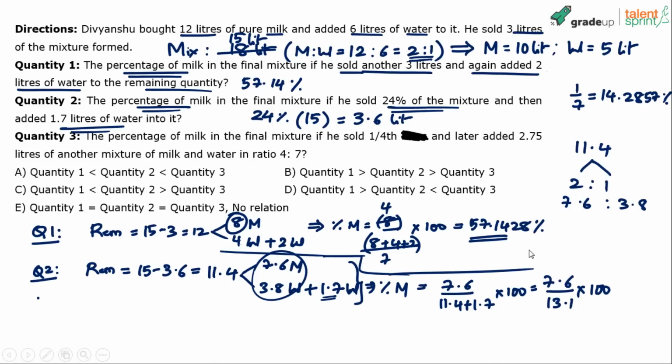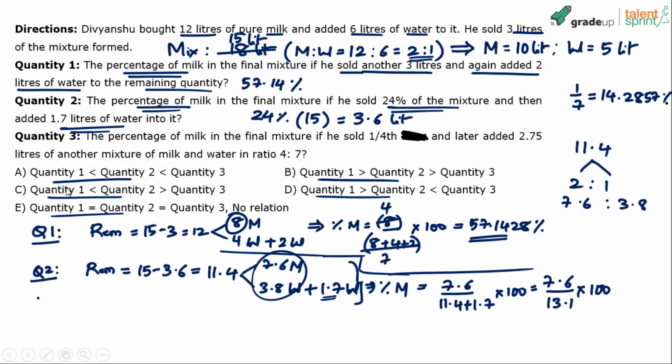You have to do this calculation to find out the relationship between Q1 and Q2. Now see, there is one advantage of comparing Q1 and Q2. Instead of finding out Q3 first, if you look at the options, option A says Q1 is less than Q2. Option B says Q1 is more than Q2. Option C says Q1 is less than Q2. And option D says Q1 is more than Q2. Option E says Q1 equals Q2.